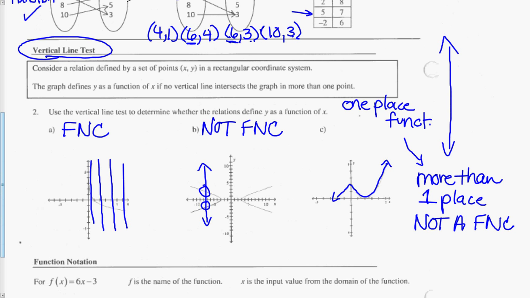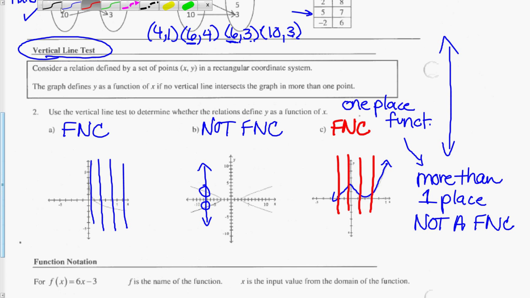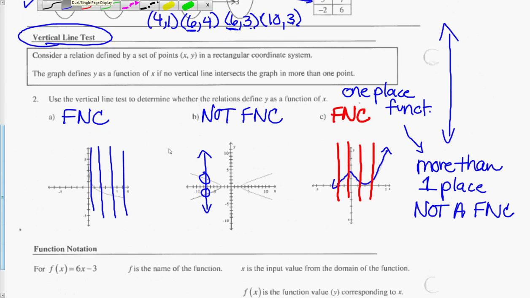All right, I'm going to use a red vertical line so you can kind of see the difference. If I draw a vertical line anywhere on this graph, I'm only touching it in 1 spot, so that makes it a function. Vertical line test, easiest thing ever. Okay, let's look at function notation.